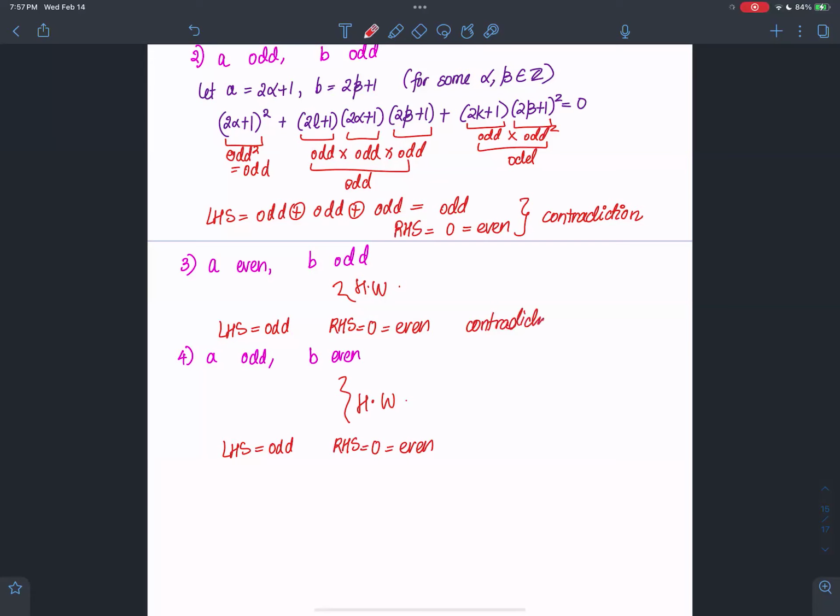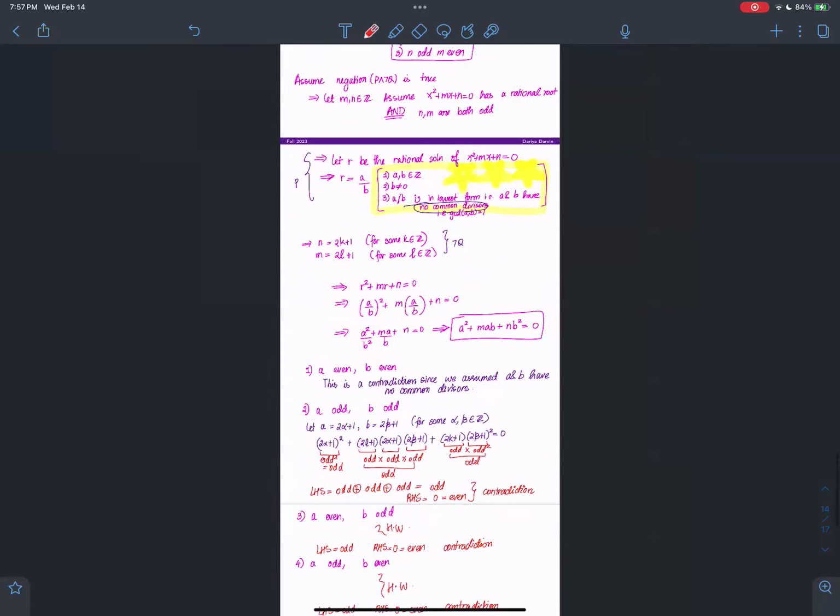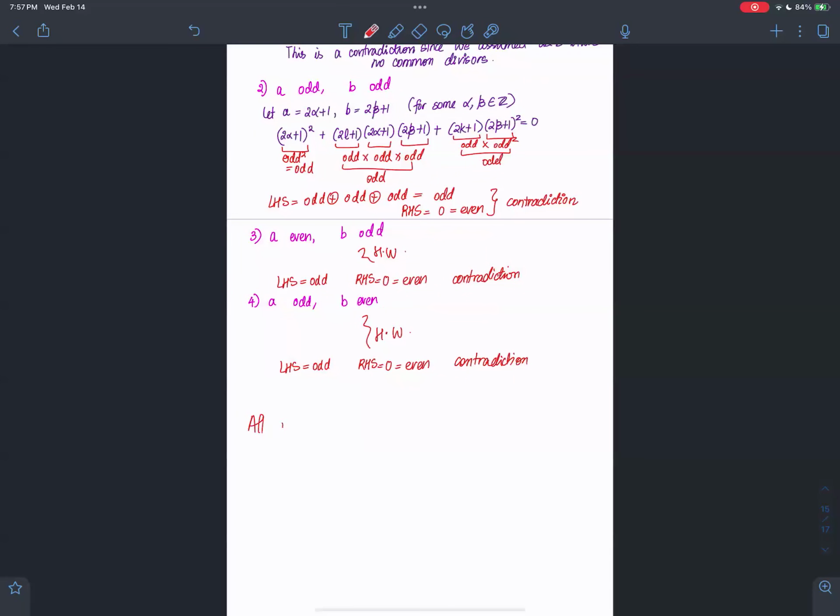So big picture, the learning here is that all cases lead to a contradiction. So all cases lead to a contradiction, which means the assumption is wrong. The assumption, i.e. the negation, is wrong. So the original statement, P implies Q, is true.